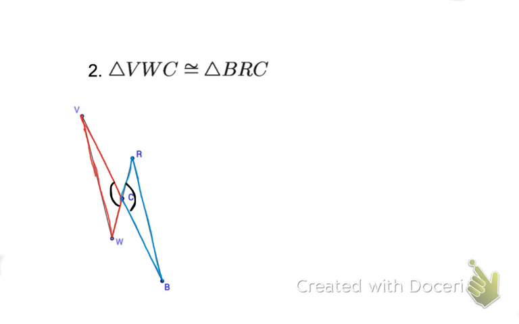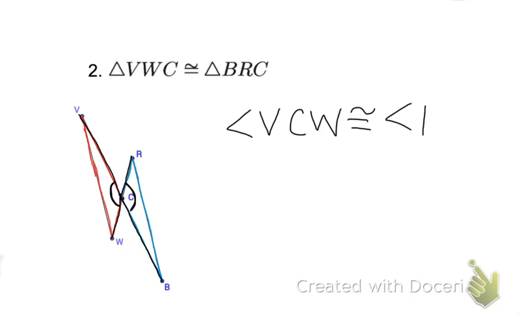So I want to try and name those two angles that are vertical. The one angle, if I start with VCW, so angle VCW is congruent to the angle in the blue triangle. And if I start with BCR, those two angles are vertical angles, and they are congruent, and that's why I put those little arc marks over them.